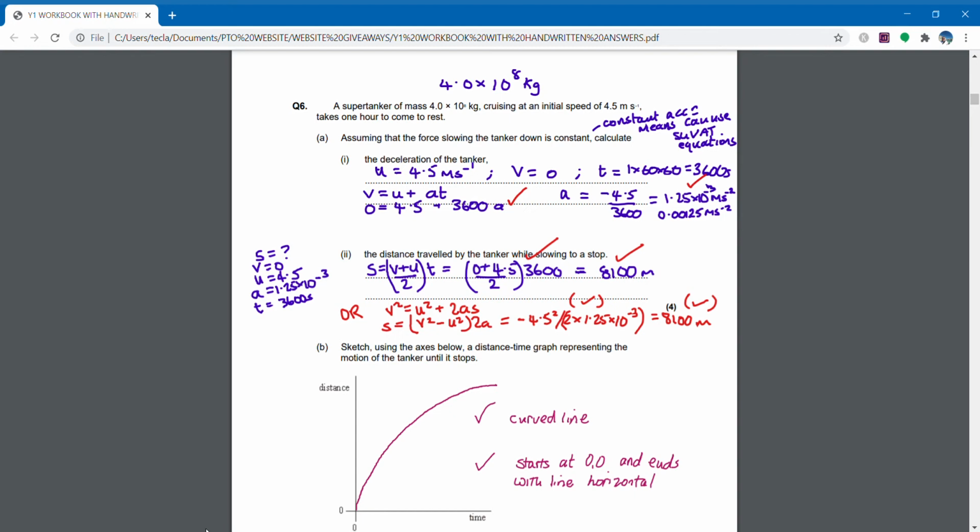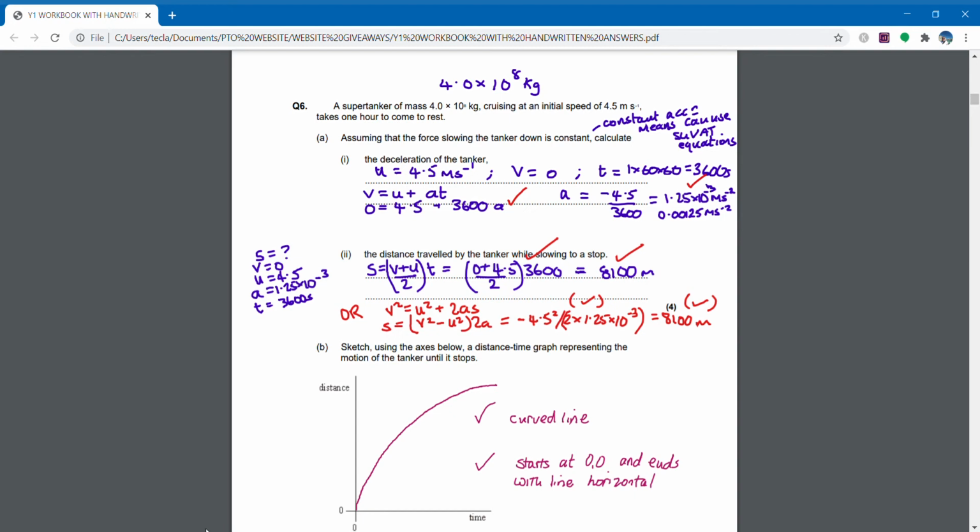So deceleration of the tanker, we're given U. We know U is 4.5, that's the initial velocity. V will be 0 if it comes to rest. T in seconds will be 3,600 seconds, so it's just taking 1 hour, multiplying it by 60 and by 60 again.